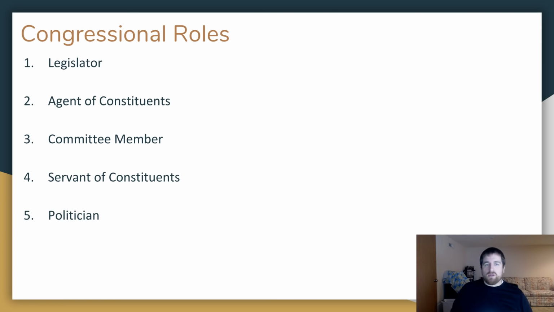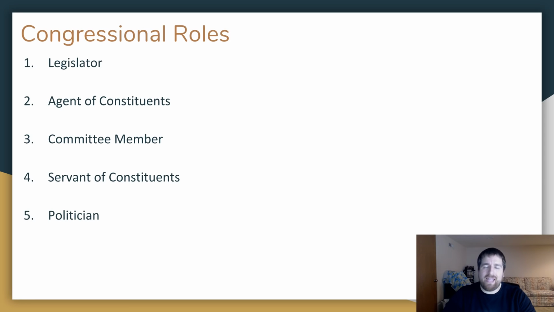Let's talk about congressional roles. When you are elected to Congress, you don't just show up and vote on bills, which are proposed laws. There are various roles that you are expected to fill. So let's go over those really quickly. First is a legislator, probably the most obvious, since the legislative branch is in charge of making laws. As a legislator, you study proposals, you draft legislation, and you create public policy. In other words, you create the laws. That's what it means to be a legislator.